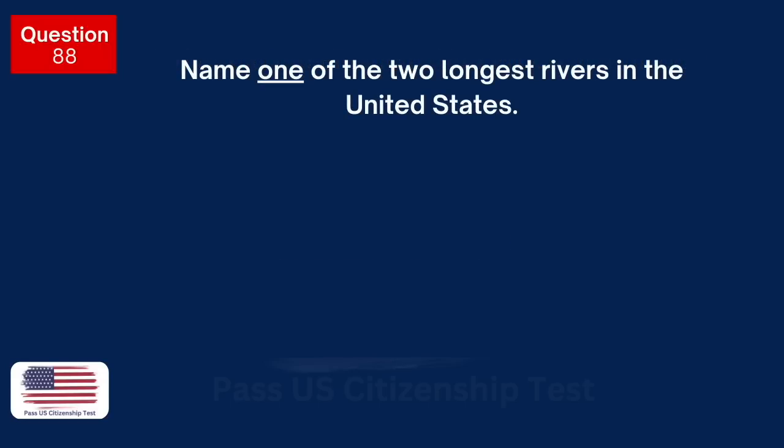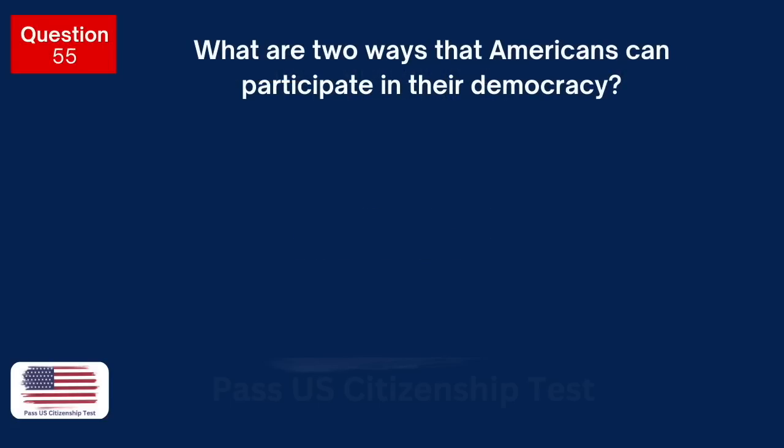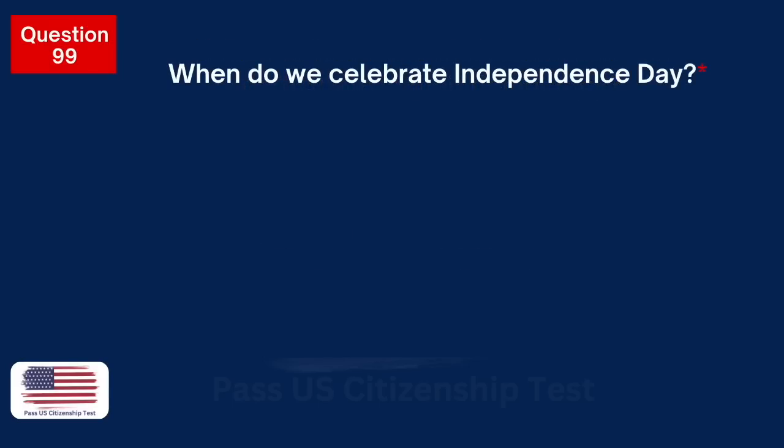Name one of the 2 longest rivers in the United States. Missouri River. What are 2 ways that Americans can participate in their democracy? Vote. Join a political party. When do we celebrate Independence Day? July 4th.